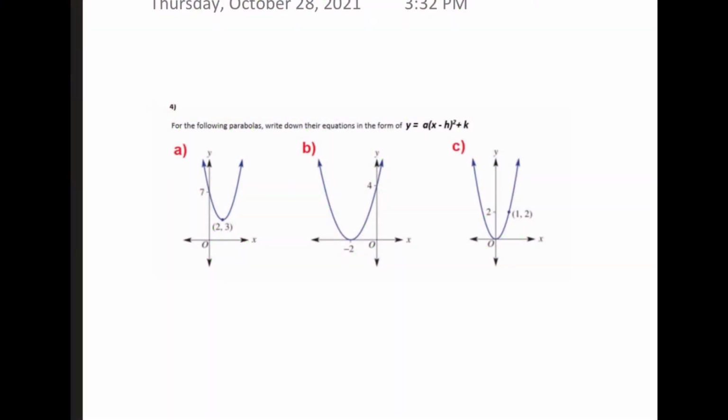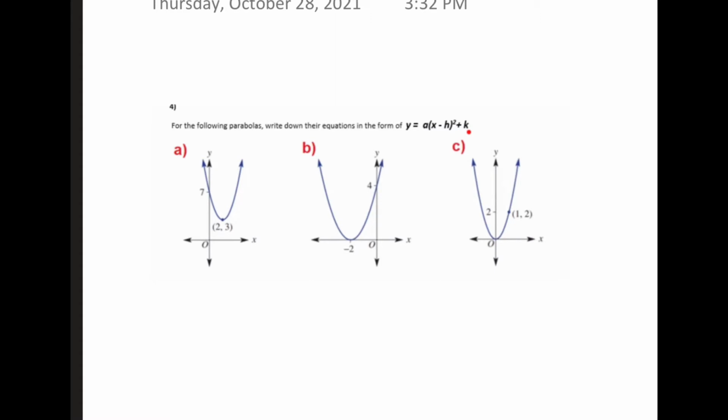Now let's look at this question. Question 4. For the following parabola, write down their equations in the form of y equals a(x minus h) squared plus k. Okay, so first of all, we have to know this form is the form that has been completed the square.